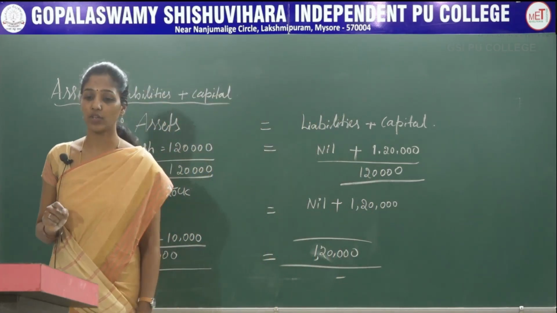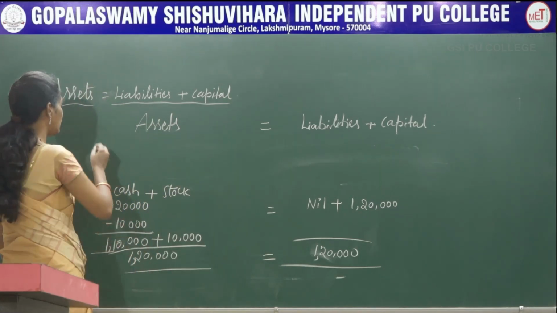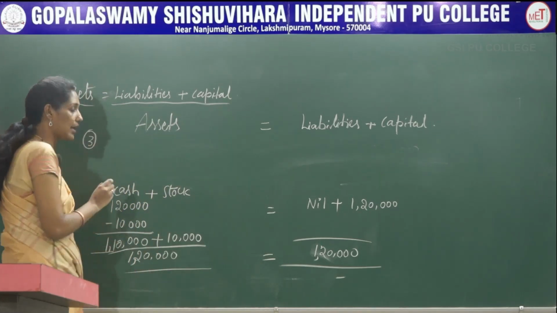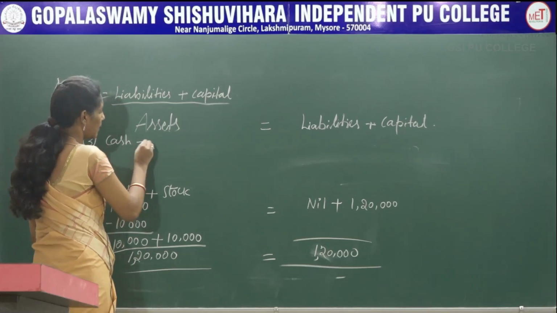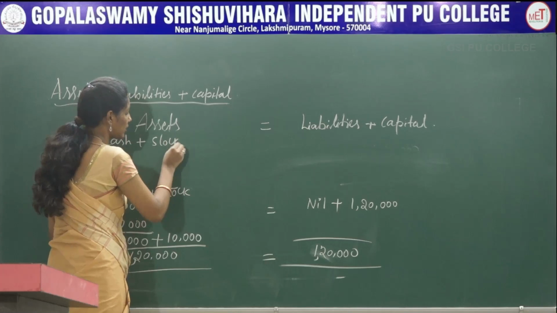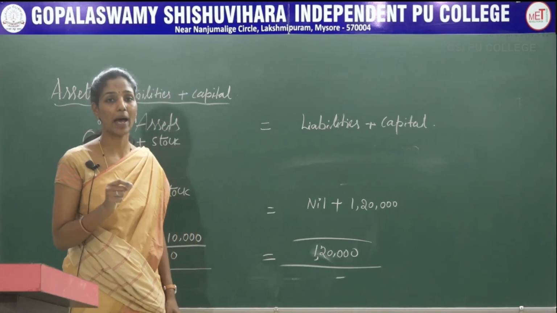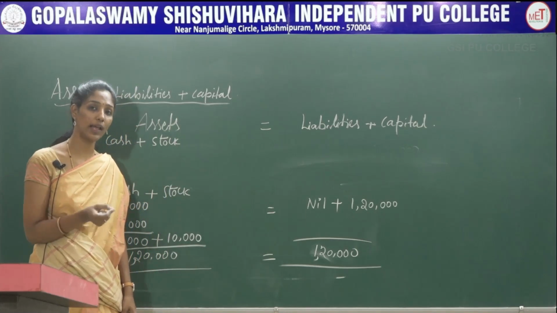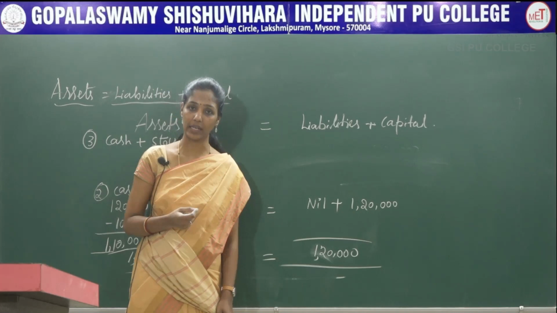The next transaction is rent received rupees 5,000. So as usual, for recording the third transaction you should copy the second transaction. Cash plus stock. This transaction, that is rent received, affects the cash balance on the asset side as well as it also affects the capital on the other side of the equation.